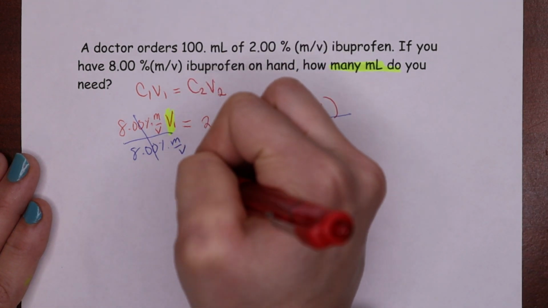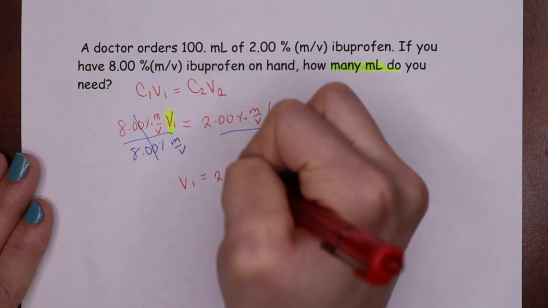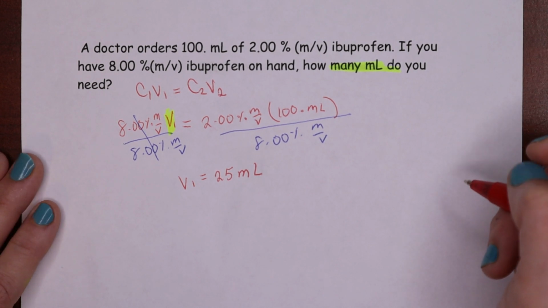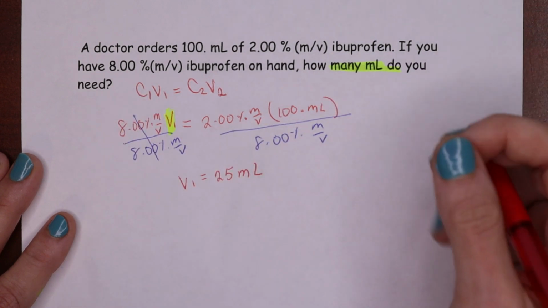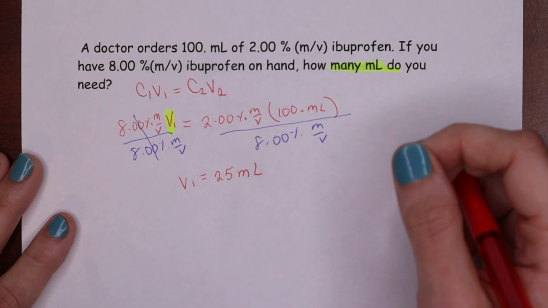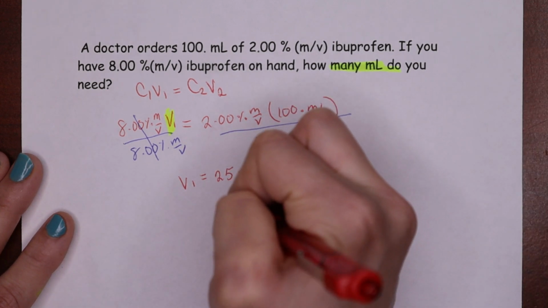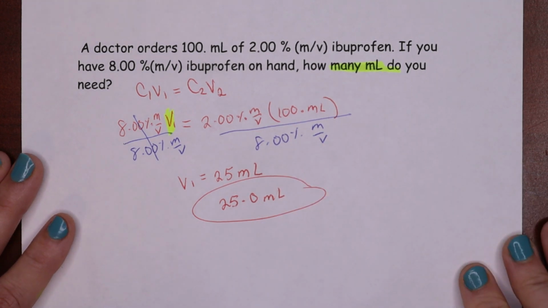And your final answer is going to be 25 milliliters. You check significant figures. So you have 3, 3, 3, which means that your final answer should also have 3 significant figures. So 25.0 milliliters, and we are done.